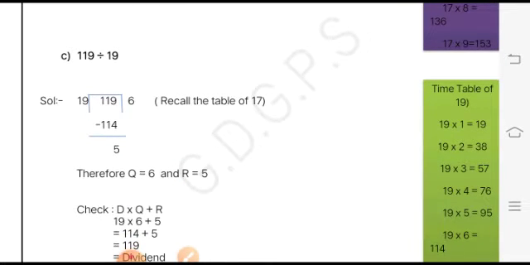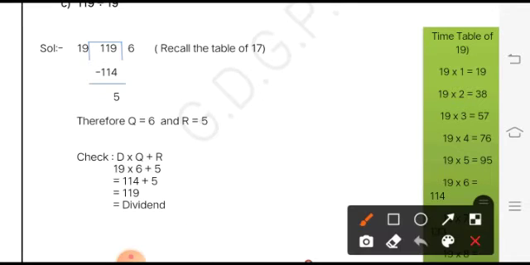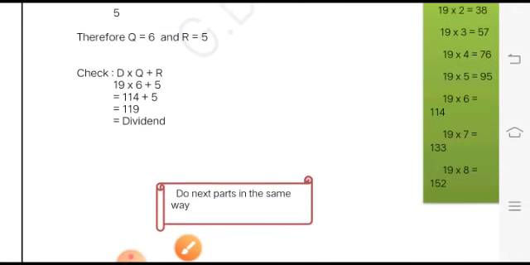Here you can see in C part, 119 is to be divided by 19 and 6 is quotient and 5 is remainder. And here after substituting the values of D, Q and R, you can see 114 is the product of 19 and 6, and when 5 is added to it we get 119, which is the same number as the dividend. That means this division is correct.